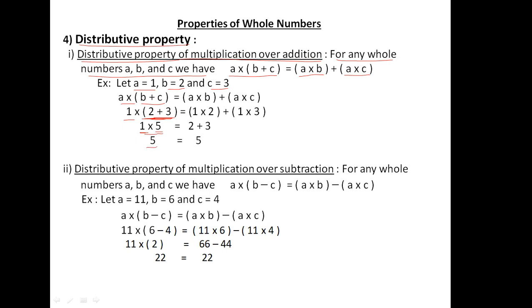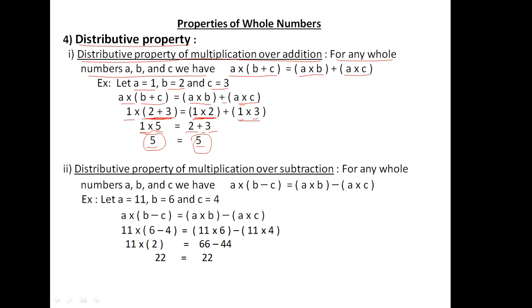Now the right hand side, a × b + a × c. Now we will put the values of a and b, that is 1 × 2, plus a × c, that is 1 × 3. First of all we have to solve these. 1 × 2 will come 2 and we write the plus sign, and then 1 × 3 will come 3. 2 + 3 will come 5, which means LHS and RHS both are equal.